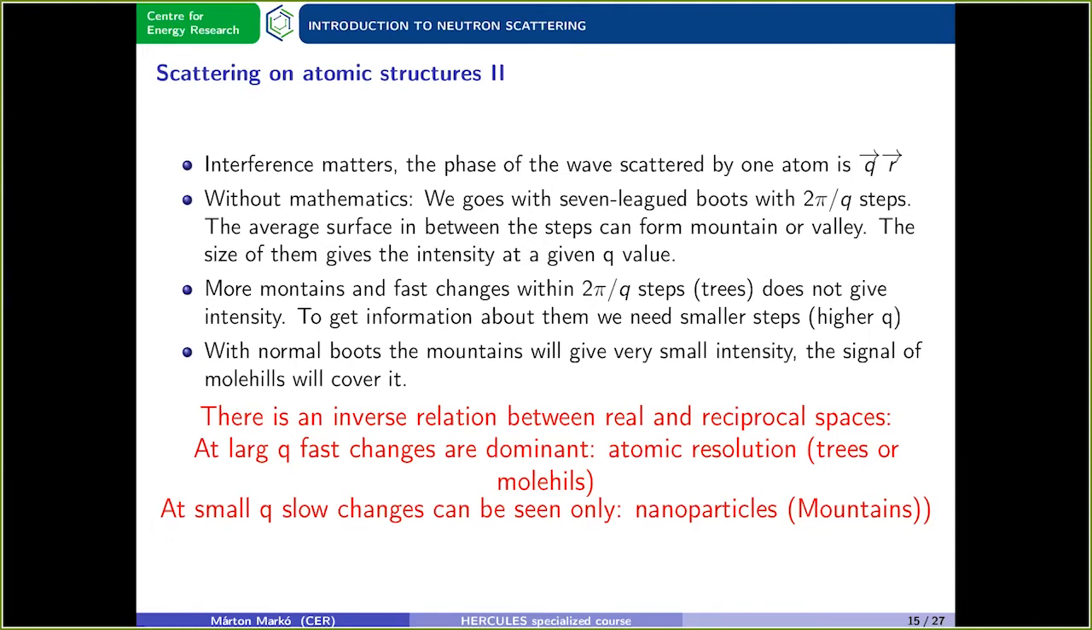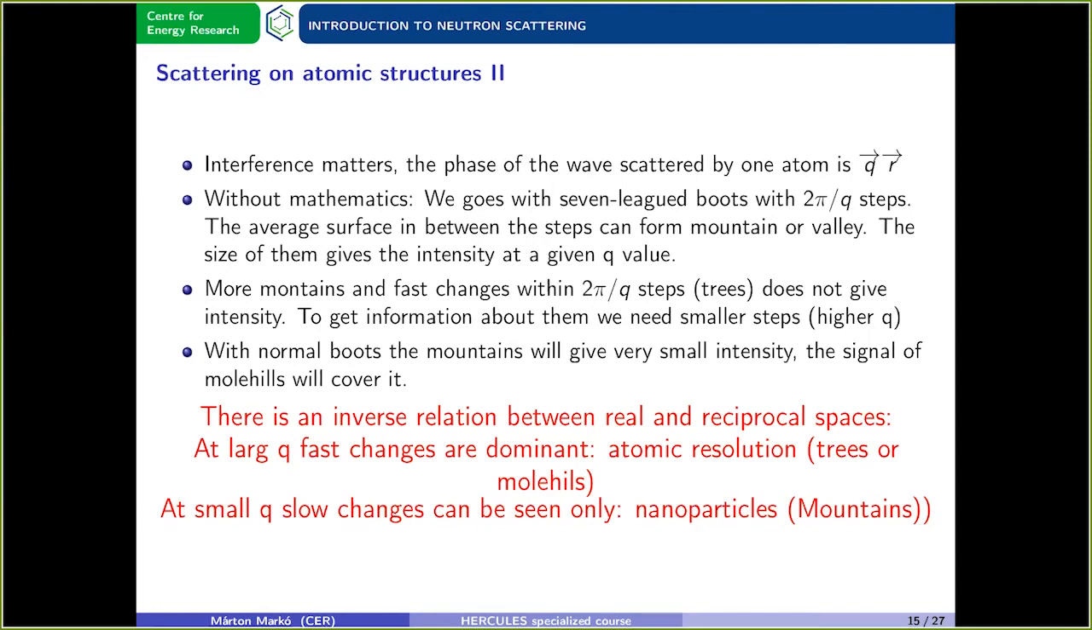And the size of these valleys and mountains will give the intensity. But if there are fast changes, like trees, we will not see them because we are looking at the average, and the trees are always in different places. So if we wanted to see the intensity from the trees, we need a smaller step. Smaller step means higher Q.